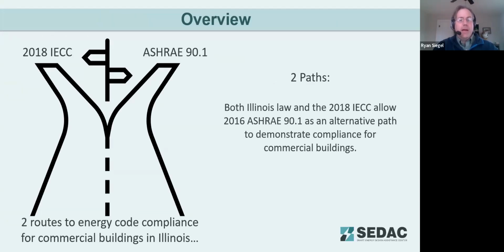So as I noted earlier, you have two paths to demonstrate compliance with the Illinois Energy Conservation Code. You can use the 2018 IECC or the 2016 ASHRAE 90.1 to demonstrate compliance. Today is a little bit of a preview showing some of the 2019 ASHRAE 90.1, which will be the alternative to the upcoming 2021 IECC.